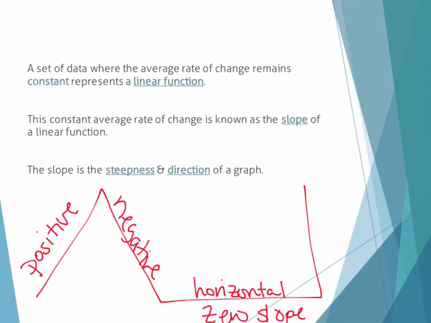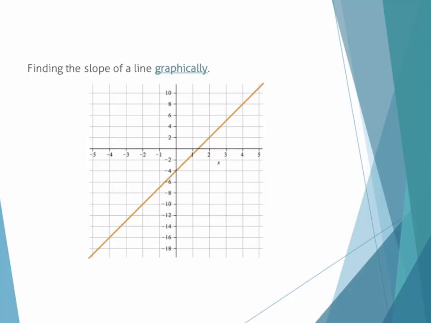So if I have a horizontal line, I'm not positive or negative. I have no steepness to my graph, so that's a zero slope. And I have a vertical slope, which is no slope, or you may have also heard it as undefined slope, because it's all steepness, but there's no direction. So we're going to find the slope graphically, numerically, and symbolically.